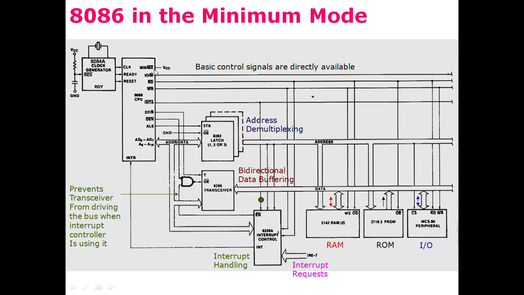To select whether the microprocessor is working in the minimum mode or the maximum mode, the MN/MX pin is used here. In this case it is connected with the 5 volts, which is logic 1, so that selects the minimum mode of this microprocessor.